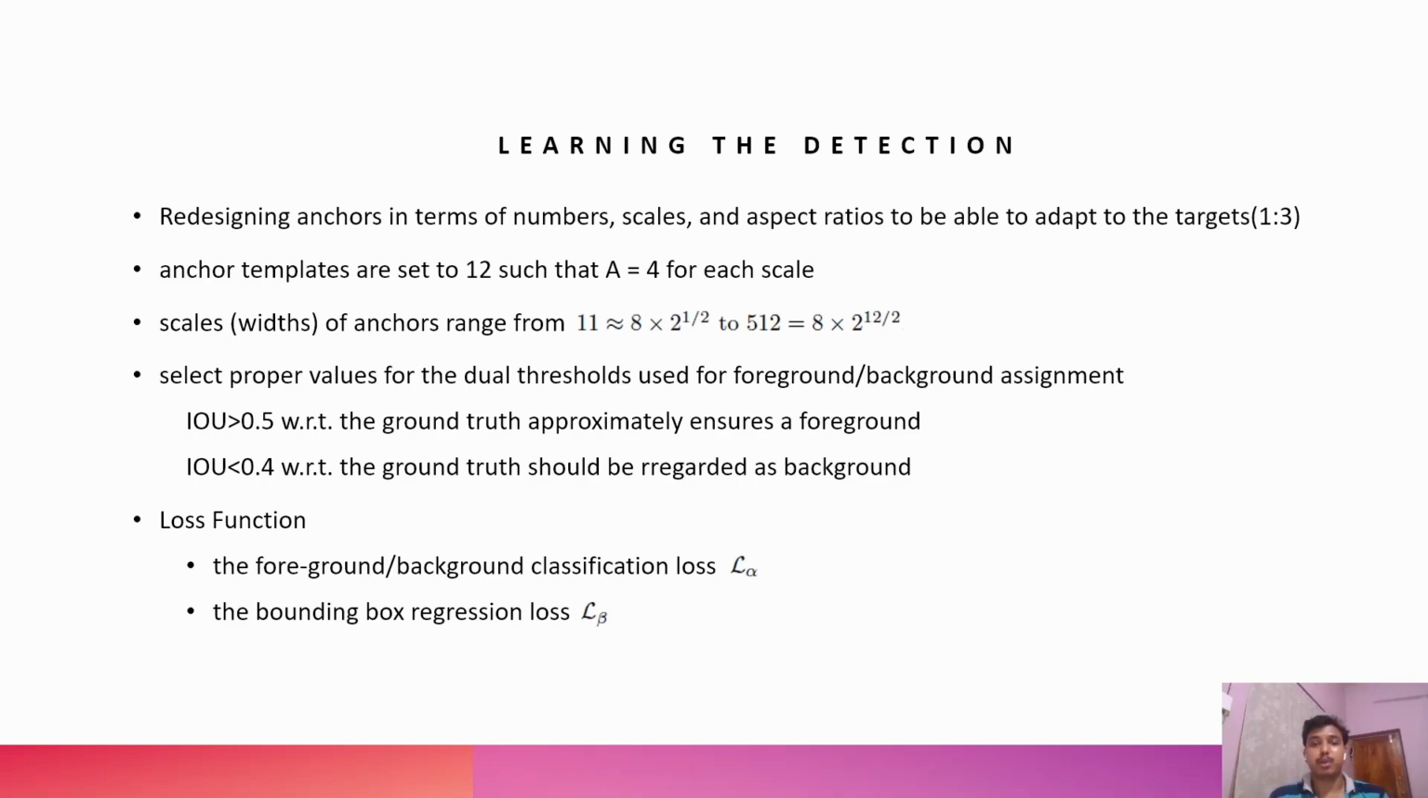If it is less than 0.4, it would be regarded as background. So the loss function has been categorized into two loss functions: the foreground and background classification, that is L alpha, and the bounding box regression, which is L beta. L alpha is basically a cross entropy loss, whereas L beta is a smooth L1 loss.